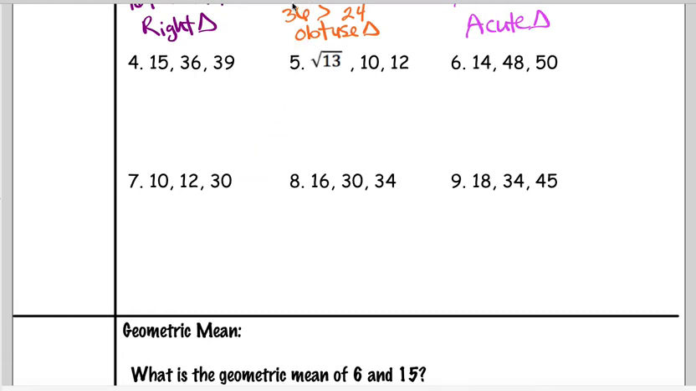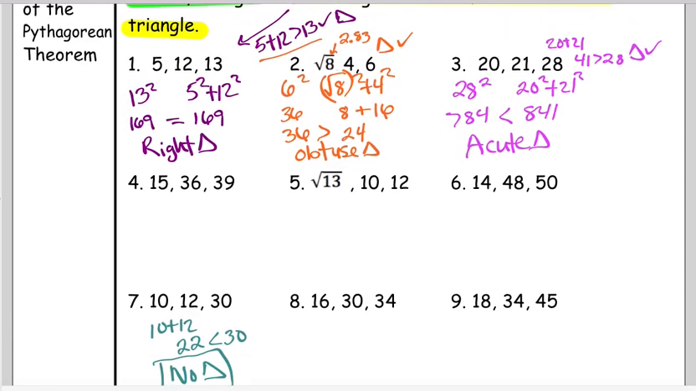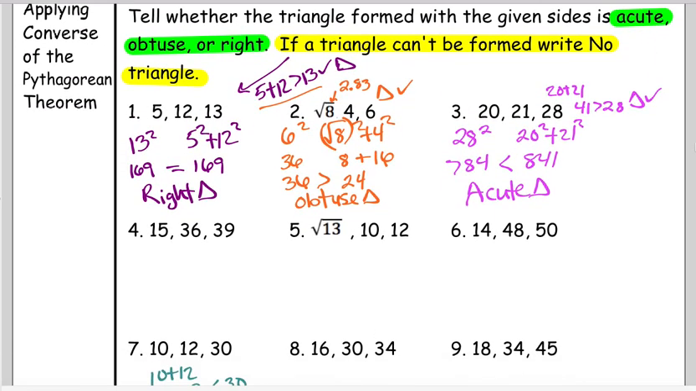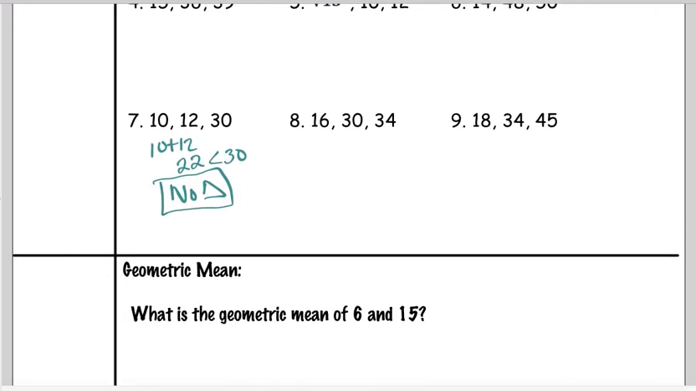On number 7, I just wanted to show you how when you add up the 10 and the 12, you get 22, which is less than 30. So no triangle can be formed here. So it can't be acute, right, or obtuse because there can be no triangle whatsoever. It's a little bit like a trick question here, but it was in the instructions checking whether it makes a triangle. And if no triangle can be formed, write no triangle. So always watch for that. That can come up anytime.